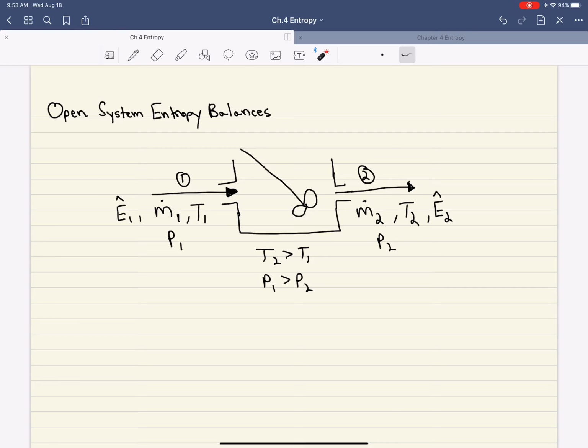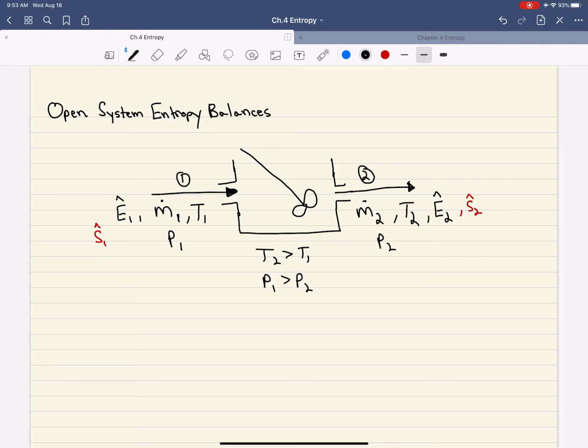But now that we've brought up the concept of entropy, what we also need to remember is that the inlet, outlet, and the system itself all have some sort of entropy associated with them. Okay? And so our entropy balance needs to account for this incoming and outgoing entropy as well.